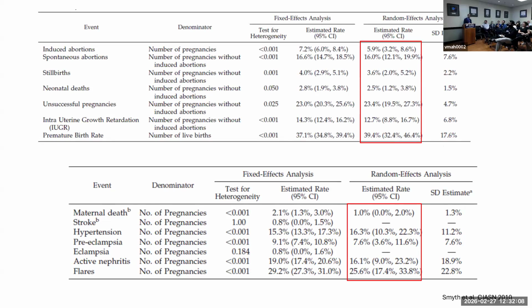So there was a 5.9% rate of induced abortion, 16% rate of spontaneous abortions, 3.6% rate of stillbirths, 2.5% rate of neonatal deaths, and 23% rate of unsuccessful pregnancies, which on the flip side is a 77% chance of successful pregnancy. So not too bad. And then intrauterine growth retardation, 12.7%, and a very high premature birth rate of 39%. In terms of maternal outcomes, the major ones here: hypertension, 16%, preeclampsia, 7.6%, and active nephritis, 16.1%, with the risk of flare estimated at 25.6%.